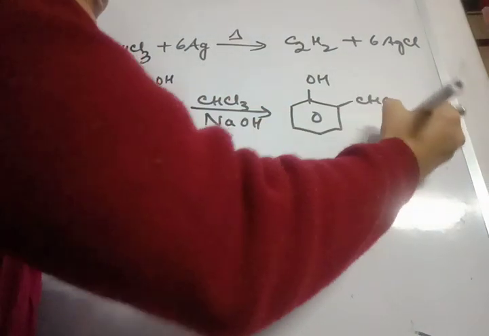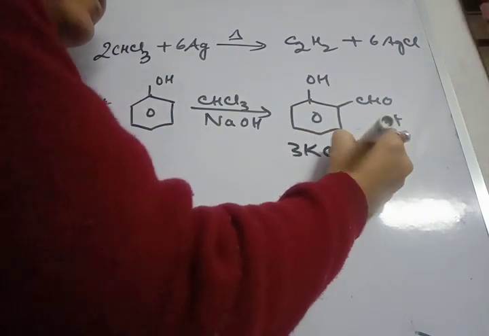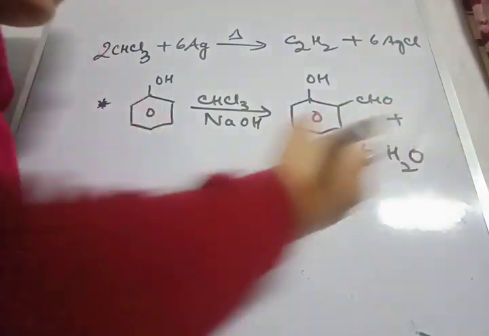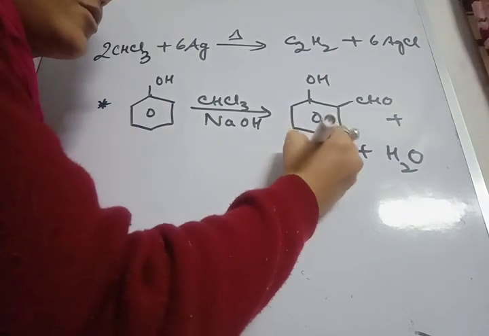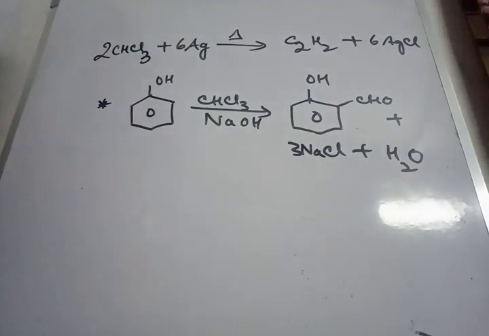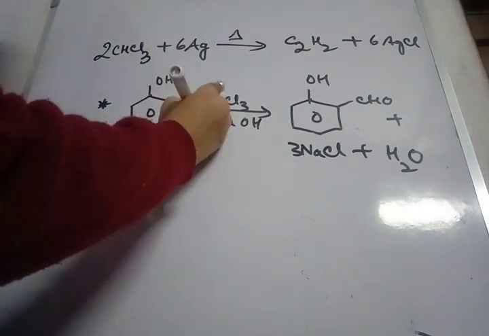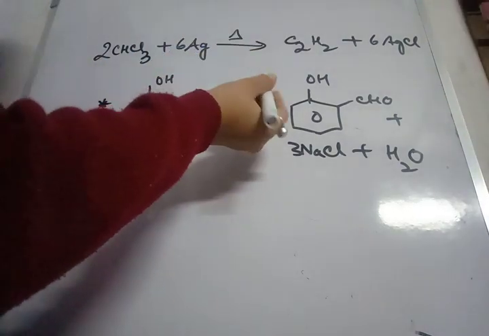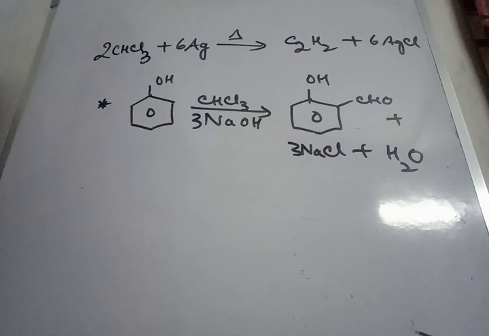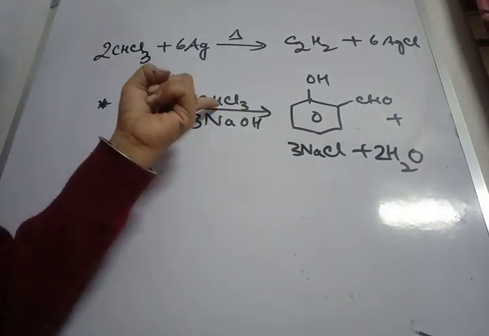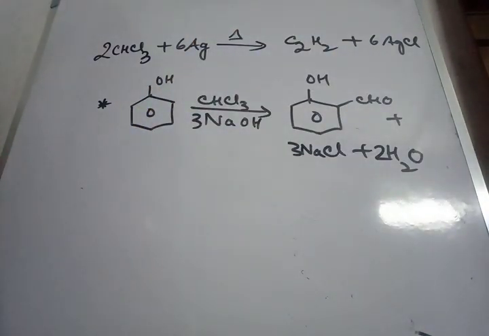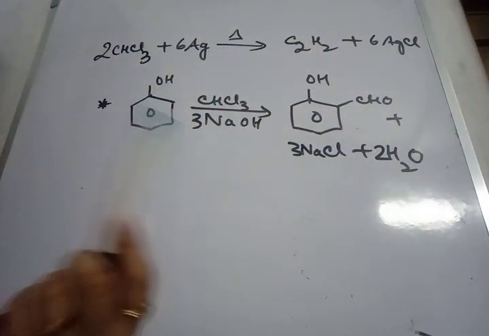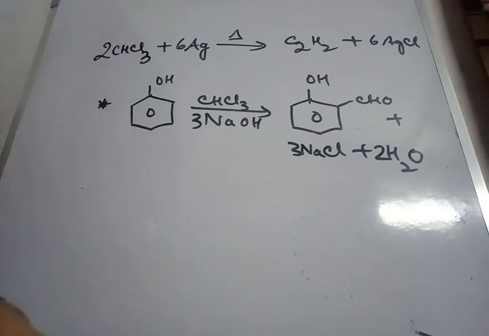plus NaCl. Sorry, not KCl, it will be NaCl. I have taken NaOH base, so it will be NaCl. So 3 NaOH and 2 H2O. So this is the overall balanced reaction. On the left-hand side I have phenol plus chloroform plus 3 molecules of the base, and then this is my right-hand side product. Okay, next, chloroform also responds to the carbylamine reaction.